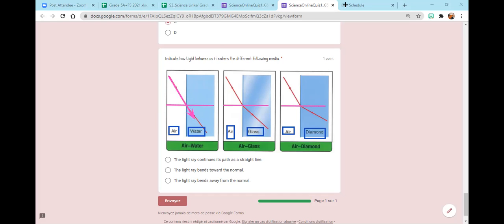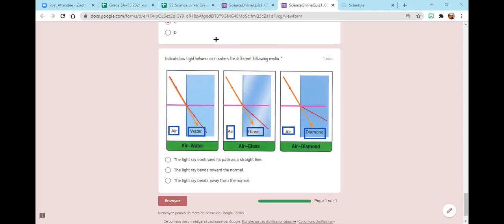Did it continue in a straight way? No. It bends. Again, طلعوا كمان هون. The light ray bends away from the normal. It bends. طيب, look at the refracted rays.